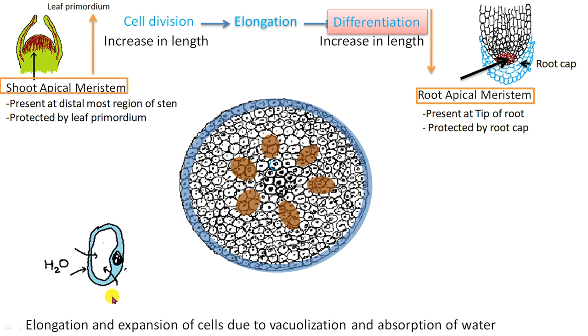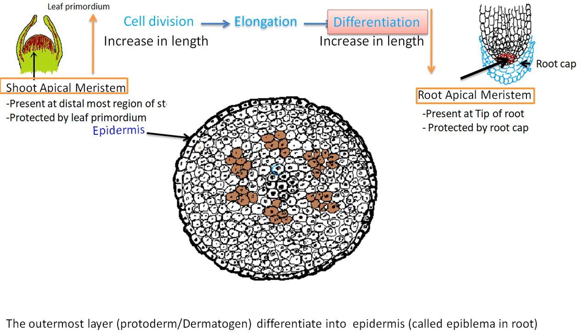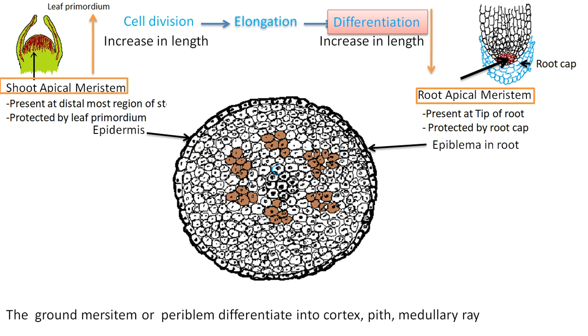Next is the differentiation, whereby all the cells get differentiated into separate primary permanent tissues. The outermost region, called protoderm or dermatogen, differentiates into the protective covering called epidermis, while in the case of root it is called epiblema. The next tissue, called ground tissue or ground meristem, develops into the cortex, pith or medullary rays.